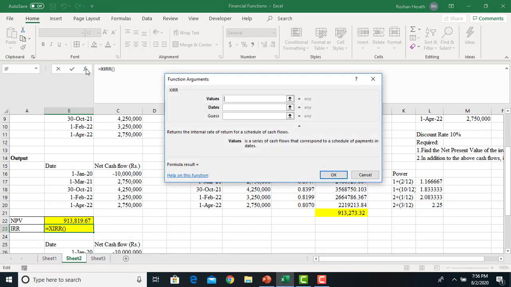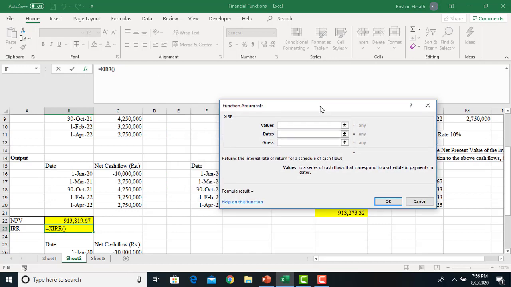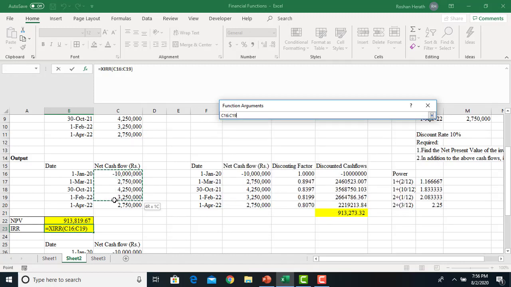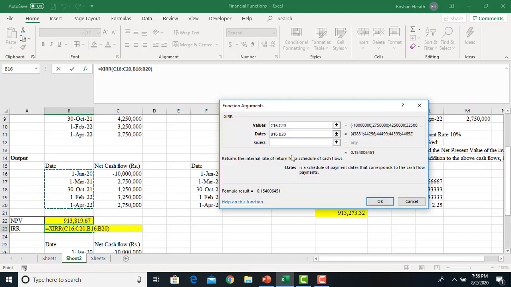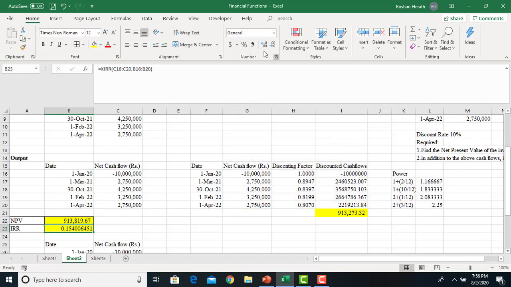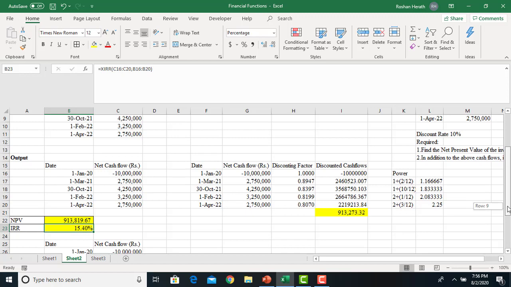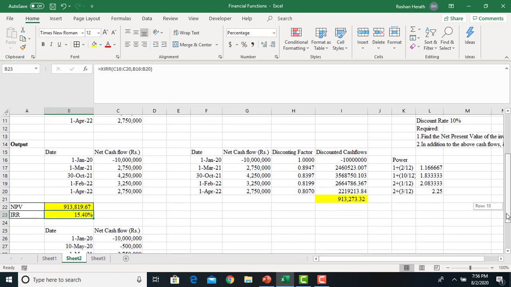Now you can take the expanded form. So what must be the values? The values should be the cash flows. So you may carefully select the cash flows and the dates, that is, the corresponding dates. So this must be the case. The project generates a return of 15.40. So that is the return it generates.